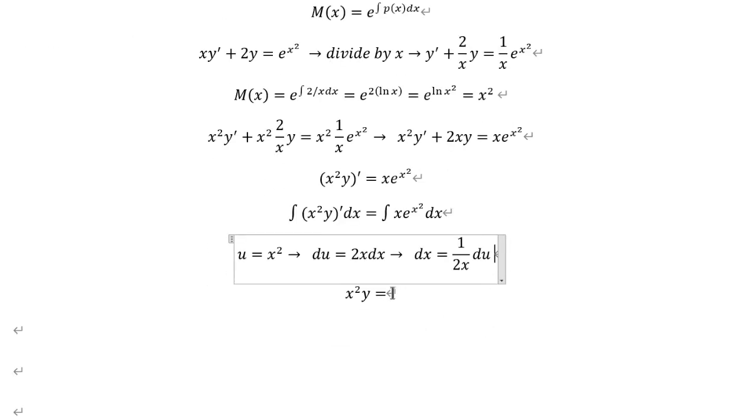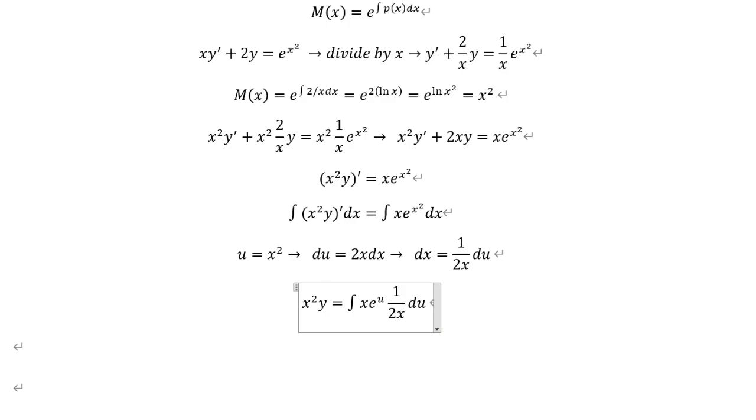Using this, you can rewrite the right side integral as this will, x squared will now be u, and dx will be 1 over 2x du, where that means it's 1/2 of integral. And you can see that x and x cancel, so those don't appear anymore, and you just simply have integral of e to the u du.